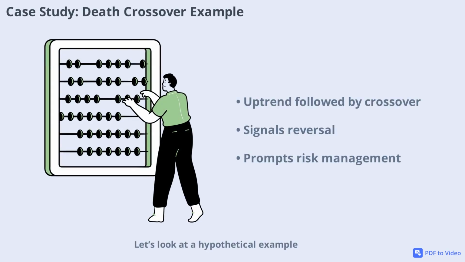Let's look at a hypothetical example. Imagine a stock that's been trending upward with its 50-day EMA above the 100-day EMA. Suddenly, the price drops and the 50-day EMA crosses below the 100-day EMA. This death crossover signals a potential reversal, prompting traders to reassess their positions and consider risk management strategies.